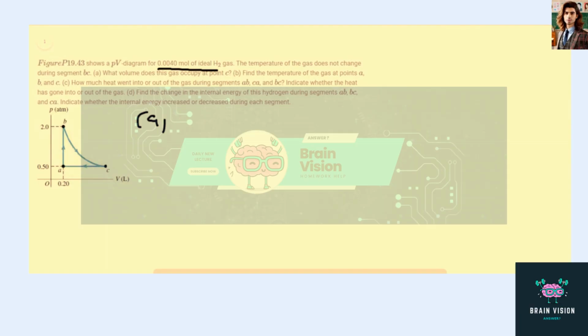Okay, so to find this volume, we need to start from state B. Yeah, we need to use the state equation, PV equal to nRT. So we will have PB VB equal to nRTB. Sorry, this is a small b. And also we have PC VC equal to nRTC.